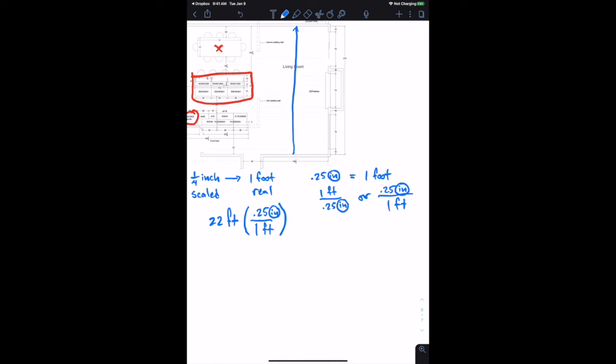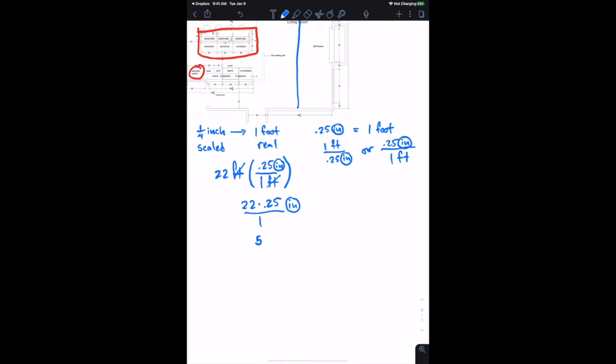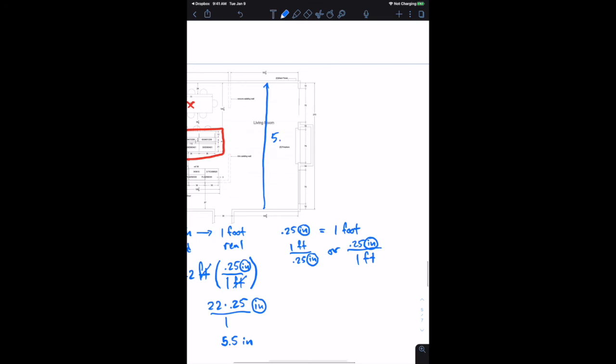Now I'm going to do the multiplication. So we have 22 times 0.25. And look at what happens here. When you multiply, and this is over 1, the feet actually cancel each other out because you end up with feet over feet, and that makes 1. And then we're left with inches. So this calculation right here is going to give us 5.5 inches on the drawing, which represents the length of the living room there.